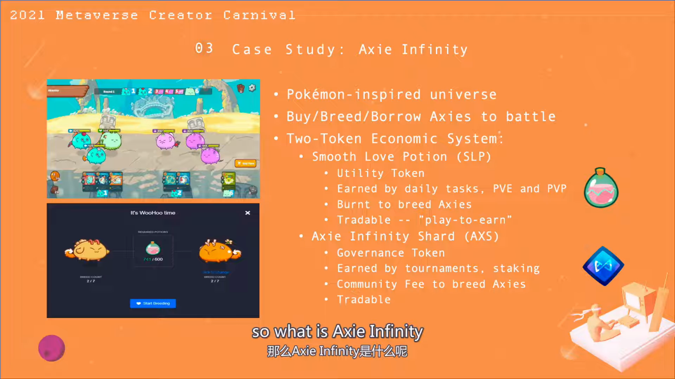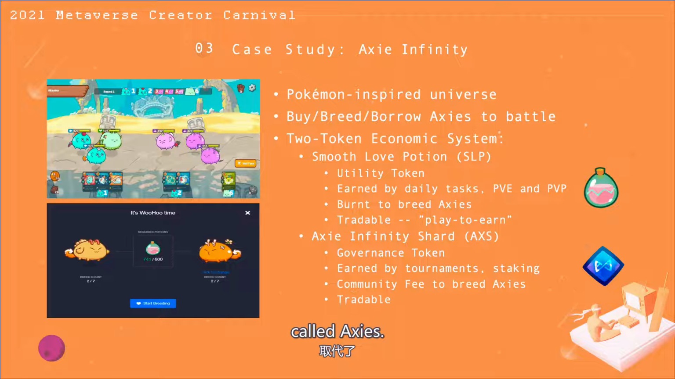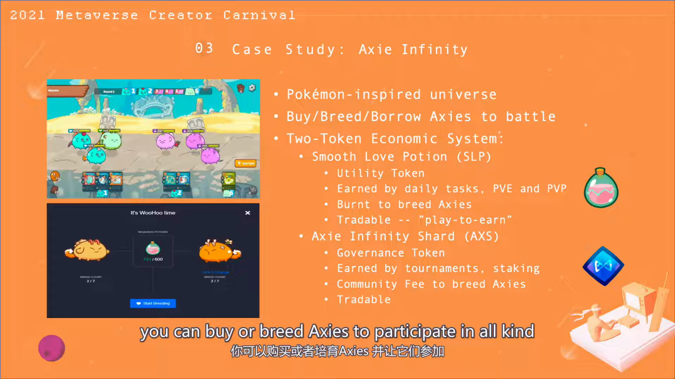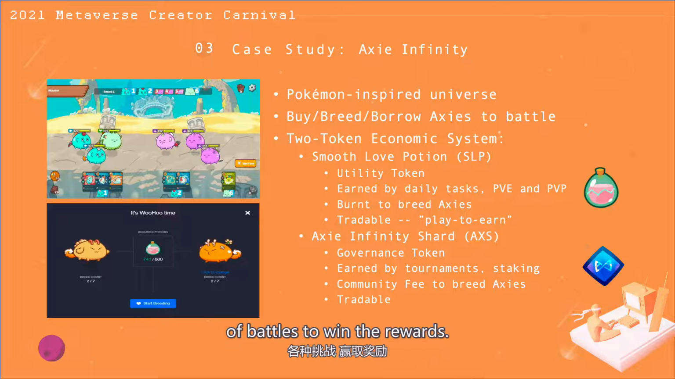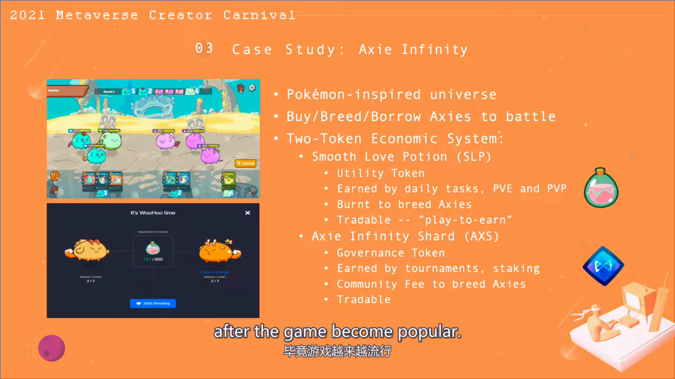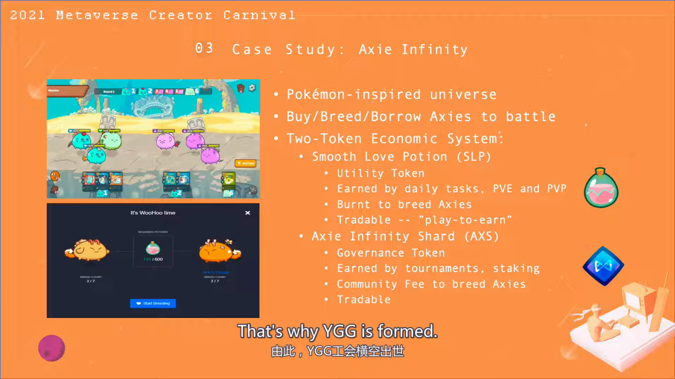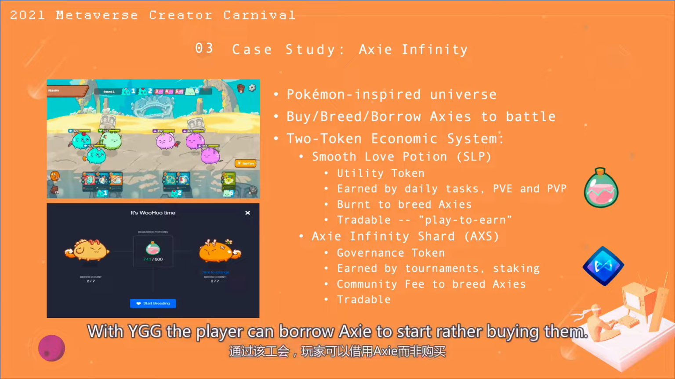So what is AC Infinity? It is a Pokemon-inspired universe, of course, where the Pokemons are replaced by the new creature called Aces. As a player, you can buy or breed Aces to participate in all kinds of battles to win the rewards. Of course, the price of AC become quite expensive after the game become popular. So some players cannot even afford them. That's why YGG is formed. With YGG, the player can borrow aces to start rather than buying them.